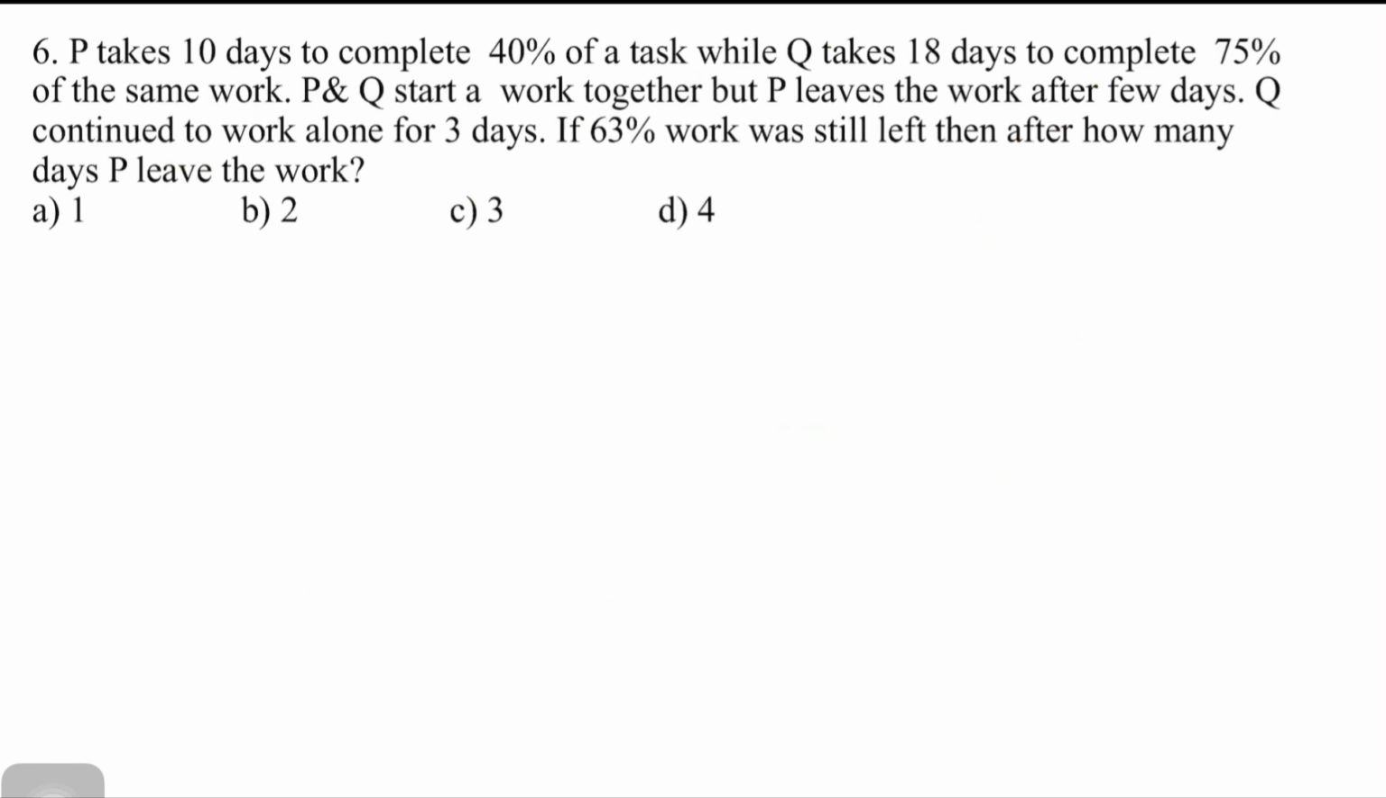So P takes 10 days to complete 40% of a task. 40% is nothing but 2 by 5. That means if 5 is the total work, 2 parts P will take 10 days to complete. So 5 parts in how many days will it complete? 10 by 2, into 5, that is 25 days.